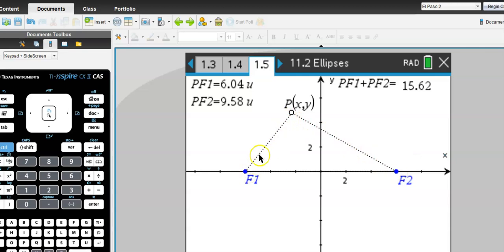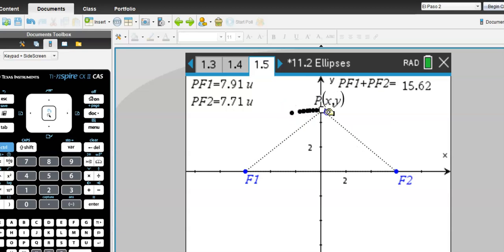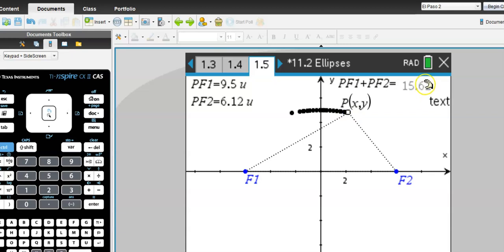So it's a constant length. The sum of whose distances is constant. So that string is one length, and I'm holding it taut. Pretend this point P is a pencil, and I'm holding it taut so that it stays kind of in a straight line, that piece of string. So if I move this point, the string remains the same length. In fact, this particular string is 15.62.